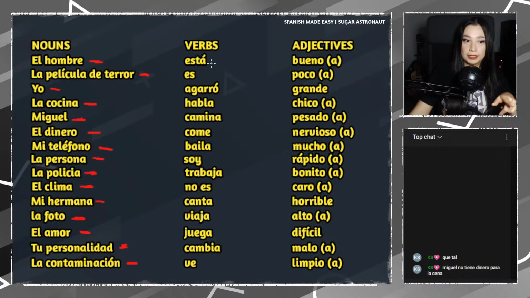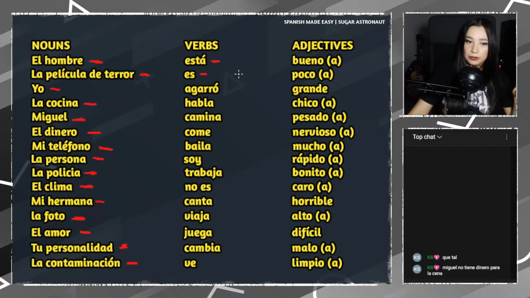Then we have verbs. We have está. All of these are conjugated, okay? We need to conjugate verbs if we want to add them in sentences. In every language, you have to conjugate the verb, right? That's the tricky part about Spanish. It's not easy. You have to practice a lot, but it's not impossible to learn. So está means to be, okay? All of these verbs are conjugated, as I said before.